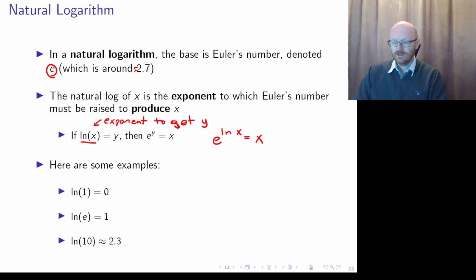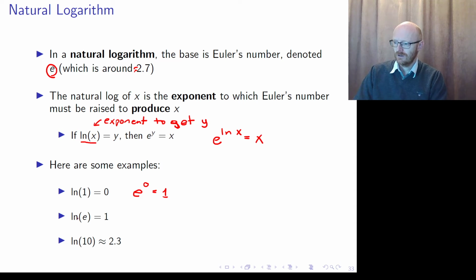And some examples: ln 1 equals 0, and what does that mean? It's what is the exponent you have to raise e to get 1. And from high school math, you know that e to the 0, or something raised to the power of 0, equals 1.